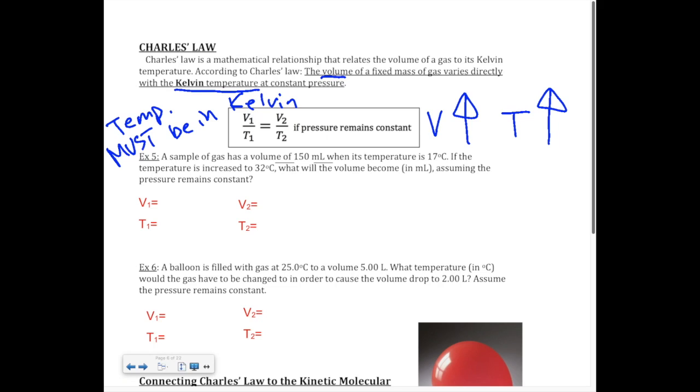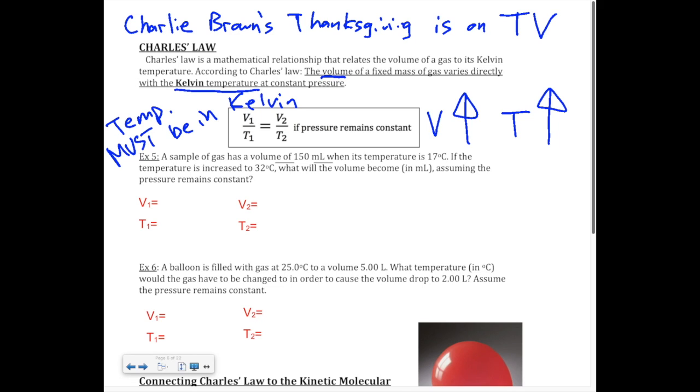Now, the memory trick for this is Charlie Brown's Thanksgiving is on TV. Okay? So you get it, temperature and volume, and it says it's Charlie. Okay? Hopefully that will help you remember that for your test.